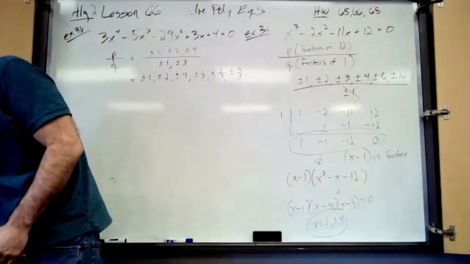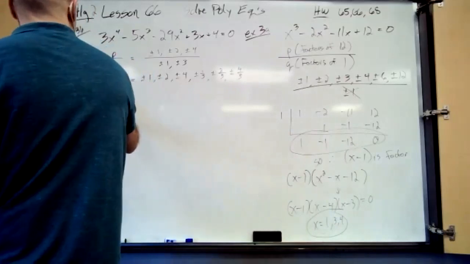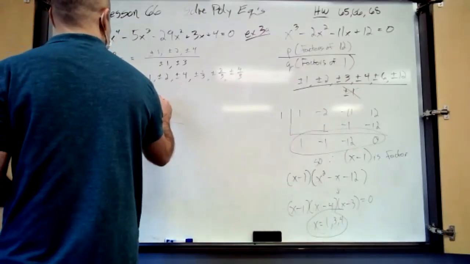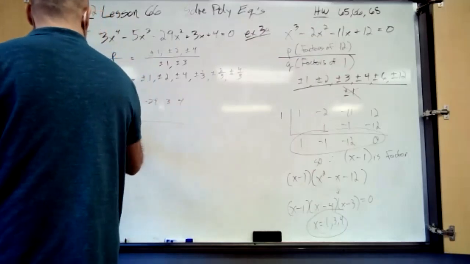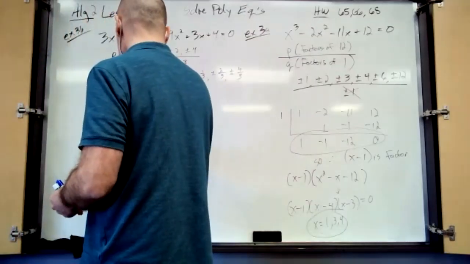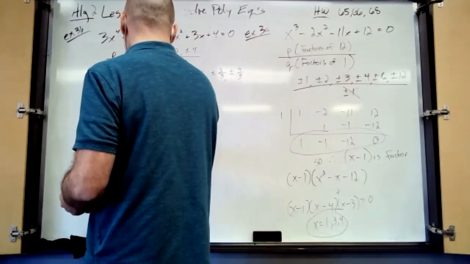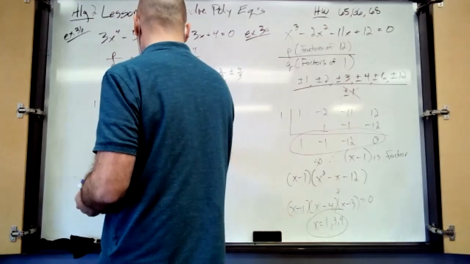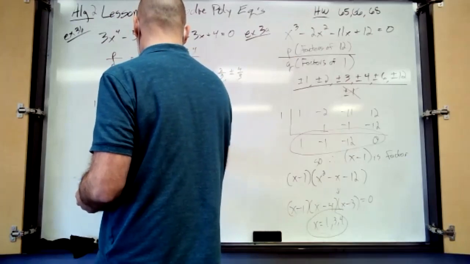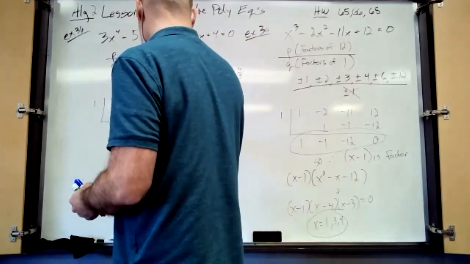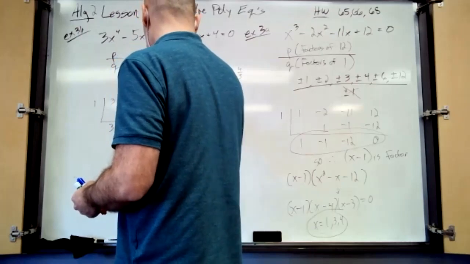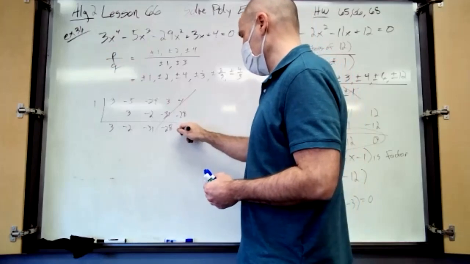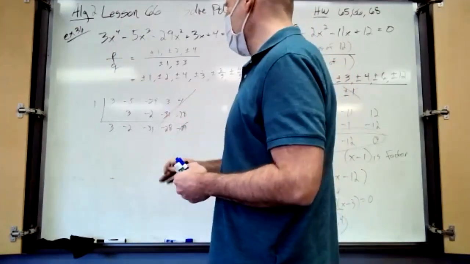All right, so we can try one. Let's just try one. If I do 1, then I get 3, negative 5, negative 29, 3, and 4. So 3, 2, negative 31, negative 28. Okay, negative 28. That doesn't work. 1 doesn't work, right? Because you end up with the remainder. So 1 is not a root.